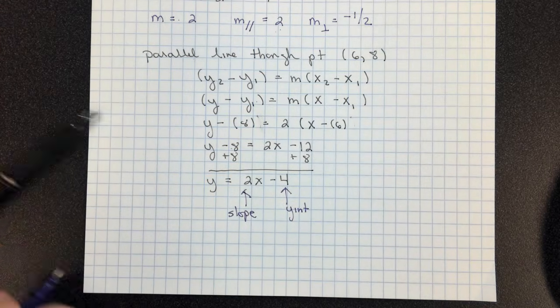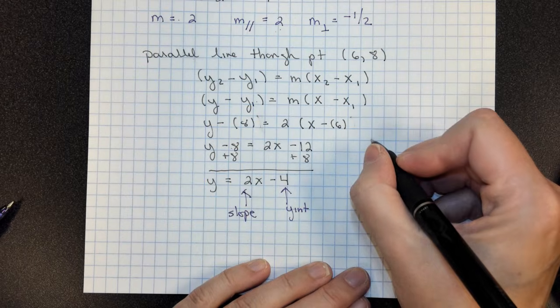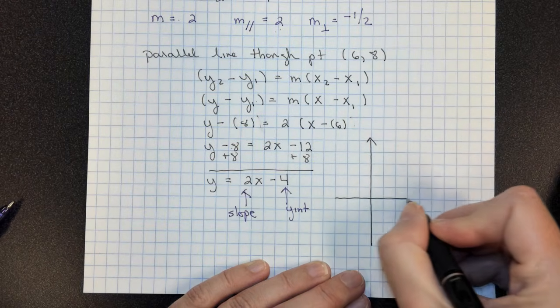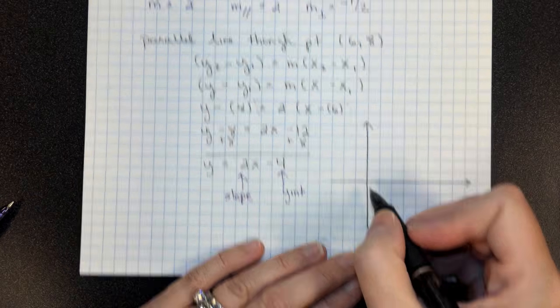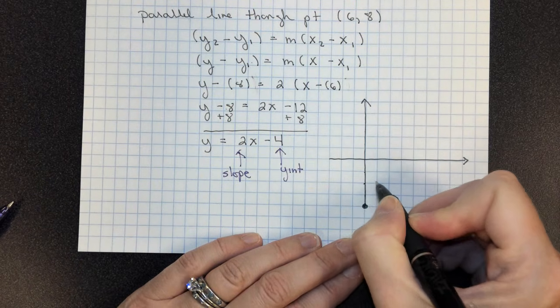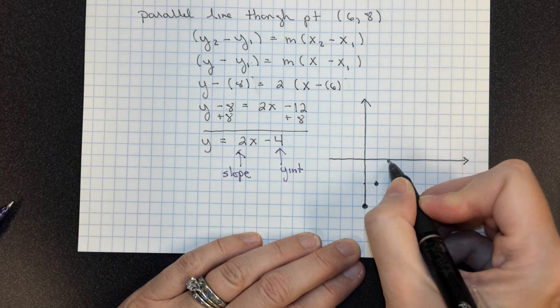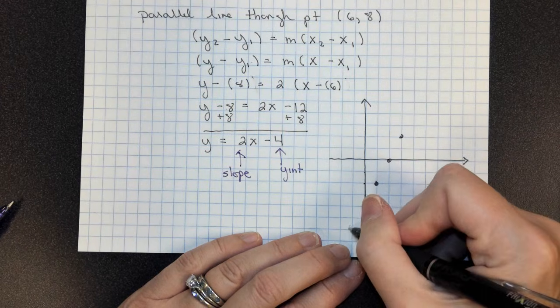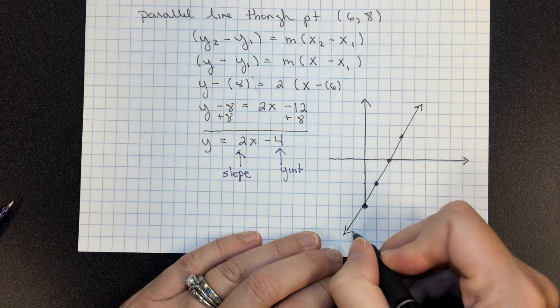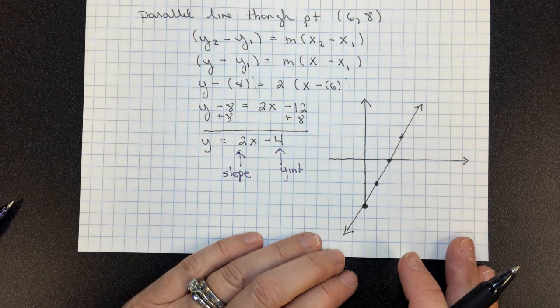All right? If I were to graph this right now, I would go down 4, 1, 2, 3, 4. I would go up 2, right 1, up 2, right 1, up 2, right 1. And that would be the equation of the line.